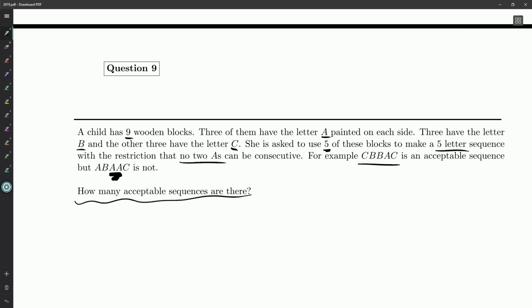Well, one way we could approach it is cases. I noticed the A's are a bit of an issue, right? So we might say, all right, well, how many acceptable sequences are there with no A's, or with 1 A, or with 2 A's? And with 2 A's, we'd have to watch the placement of the A's, or 3 A's. In fact, for 3 A's, you'd have to sort of space them out like this, right?